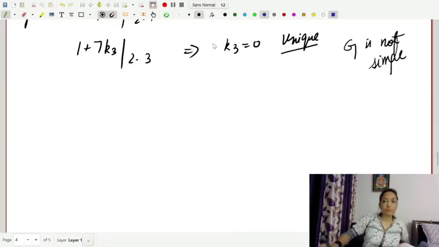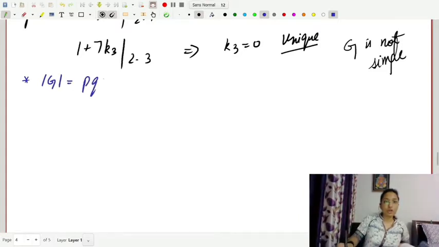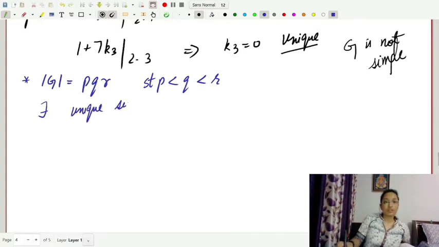We also have a property that if order of G is PQR, where P, Q, R are distinct primes, such that P < Q < R, then there exists a unique Sylow R subgroup.